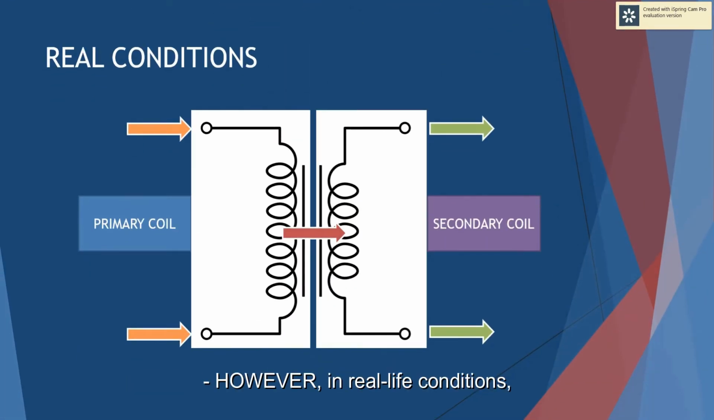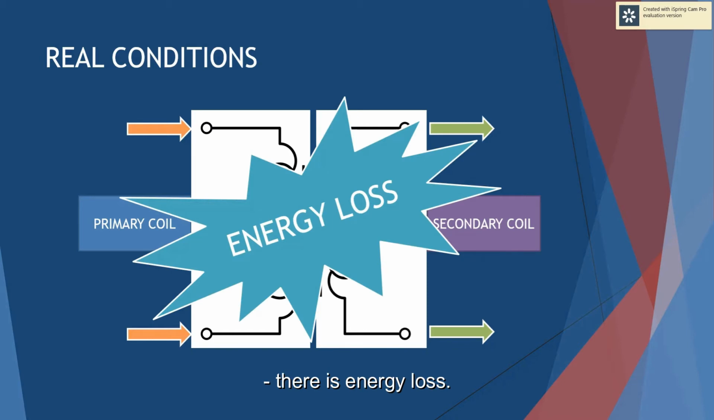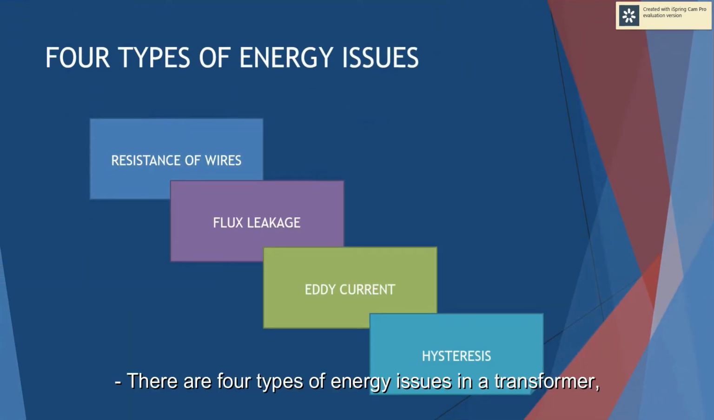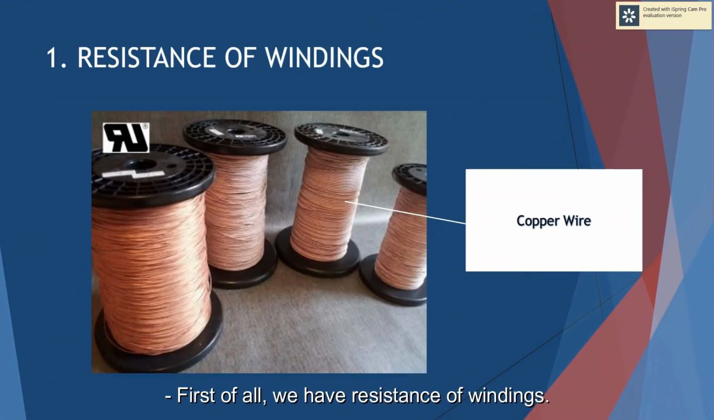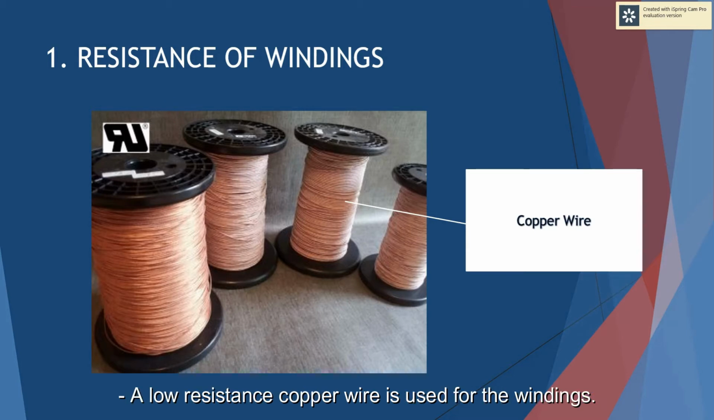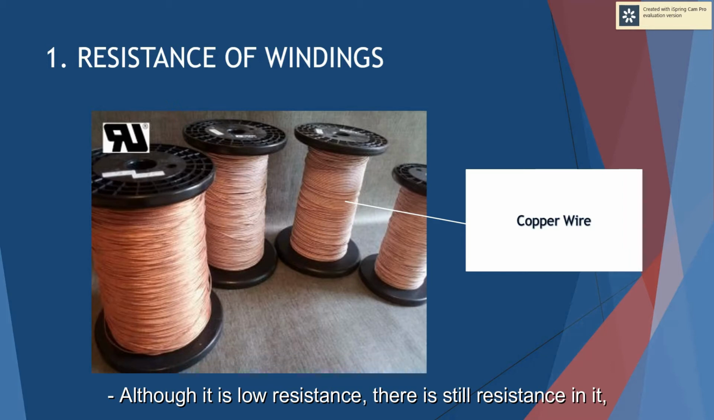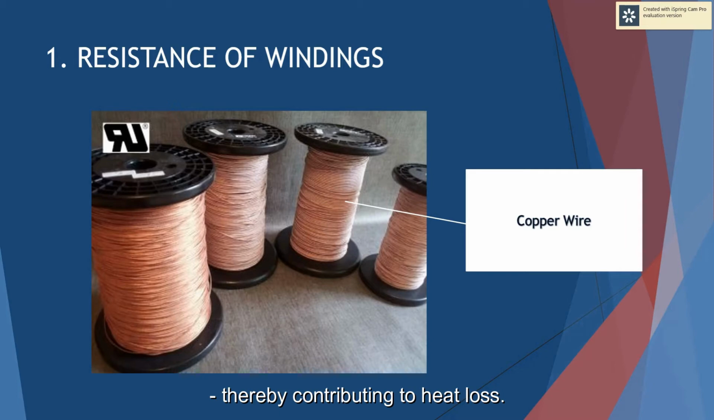However, in real life conditions, there is energy loss. There are 4 types of energy issues in a transformer, which include resistance of wires, flux leakage, eddy current loss, and hysteresis loss. First of all, we have resistance of windings. A low resistance copper wire is used for the windings. Although it is low resistance, there is still resistance in it, thereby contributing to heat loss.